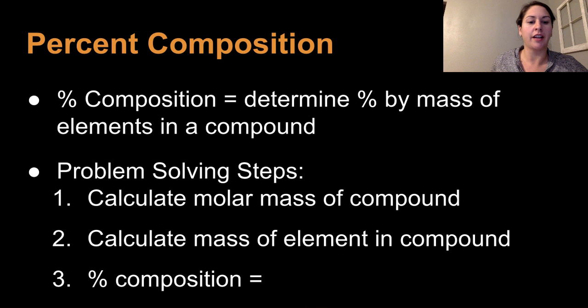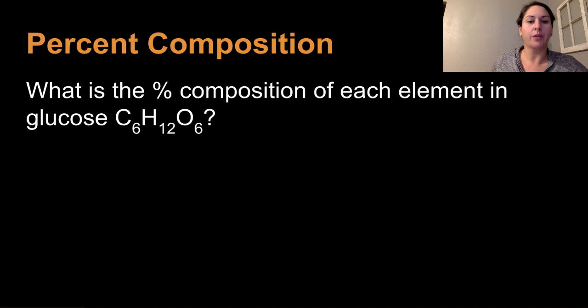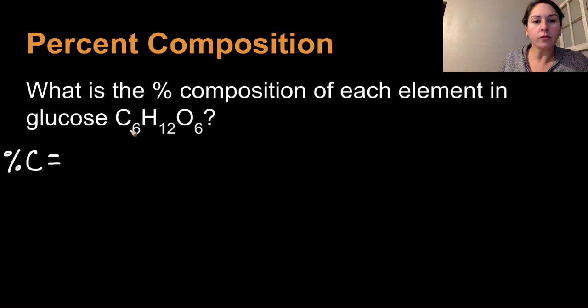Let me get on to the next slide here. Okay, so here's an example for us. We have glucose, so C6H12O6, and what is the percent composition of each element in glucose? And so what I want to do is I want to take those steps that we were just talking about. So for carbon, okay, I'm going to do carbon first. I know that the percent composition for carbon, so this is going to be the percent for carbon, is going to be equal to the mass of carbon.